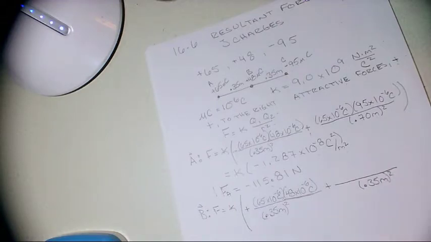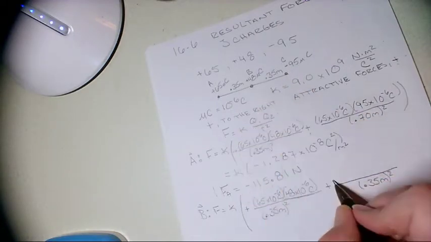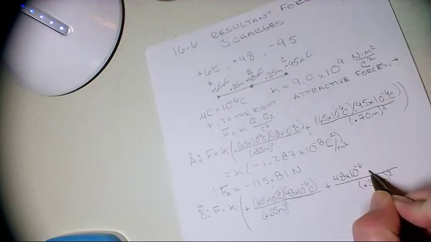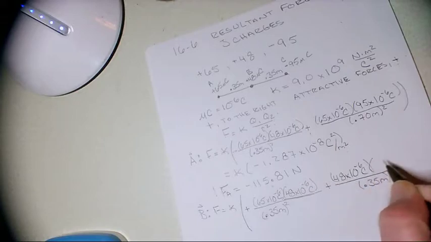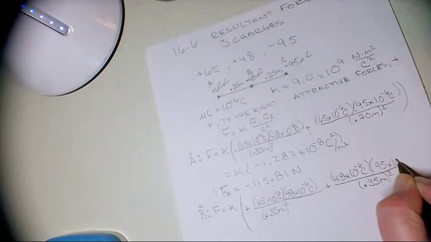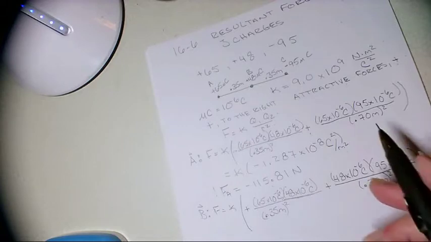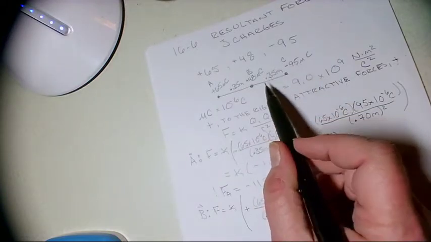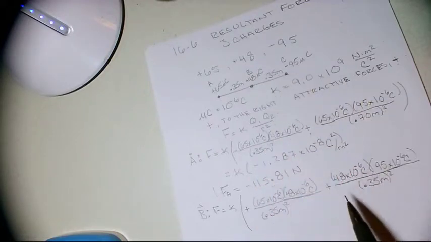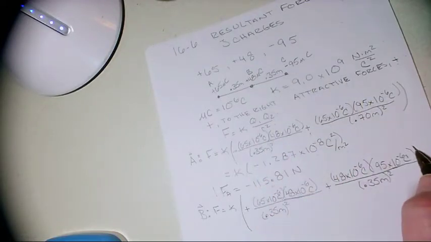And that quantity squared. So to the right we are starting off with our 48 times 10 to the negative 6 coulombs, and multiplying it by this 95 times 10 to the negative 6 coulombs. Now this is an attractive force, so it's to the right, it's positive, and it's attractive, so it's also positive, so that positive stays. And so let's talk about why that makes sense.